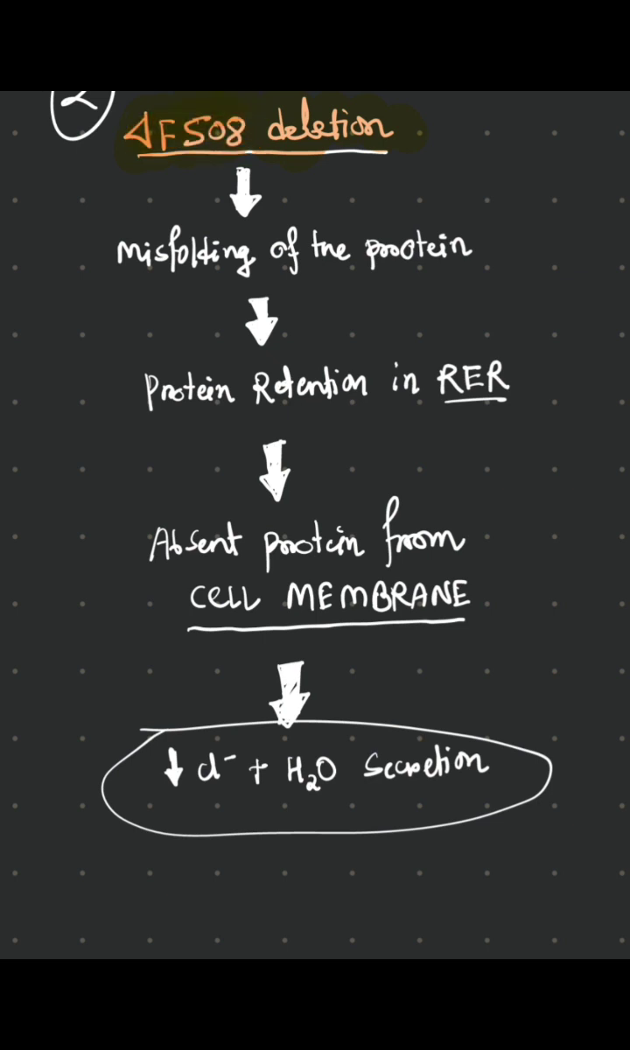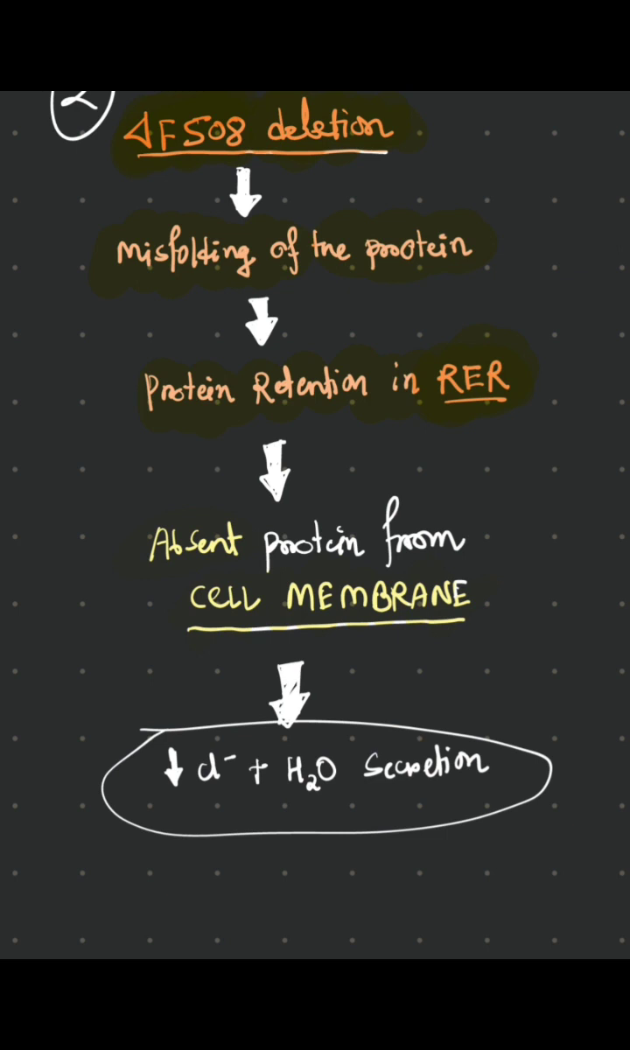What happens due to this delta F508 deletion is that the proteins formed by the CFTR gene start misfolding, and due to this misfolding there is a defect in the transport of the synthesized protein, so there is protein retention in the rough endoplasmic reticulum of the epithelial cells. As the protein is stuck in the rough endoplasmic reticulum, the normal channel which was supposed to be in the cell membrane is absent, and that is the main pathology behind cystic fibrosis.